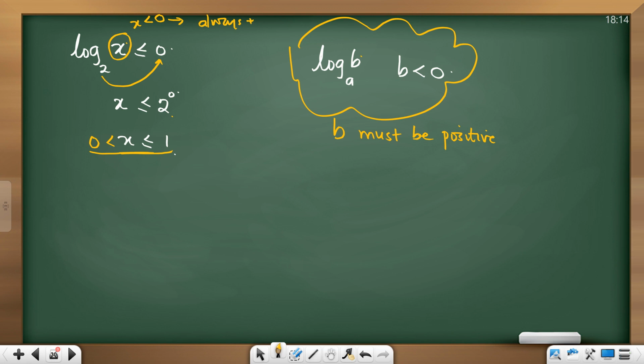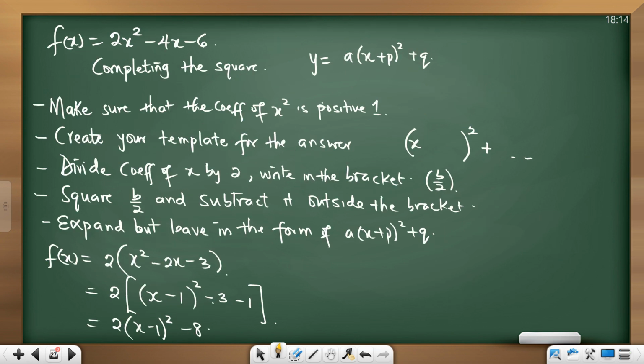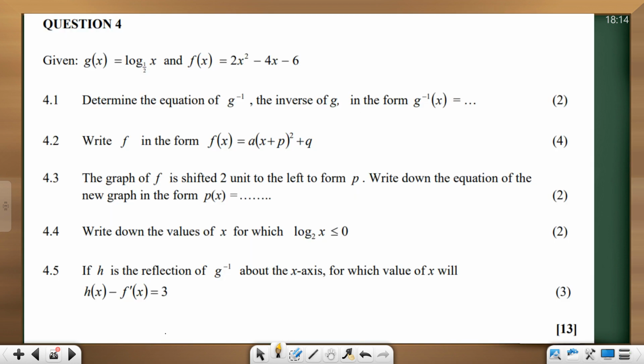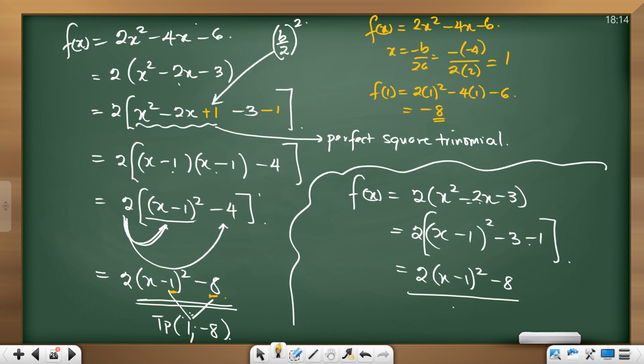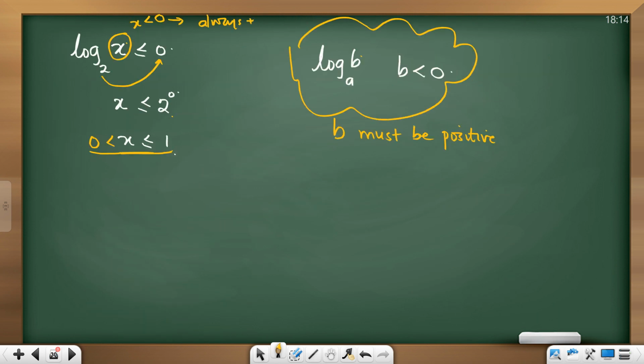Less than 1. How many marks is this? What if you didn't write that? You would get the whole thing wrong? It's 2 marks. You would get 1 out of 2. But now that you know this, you should get the 2 marks. So when you see logs, let that ring in your head: remember that value must not be less than 0. It cannot be 0, because 0 would give you an error.